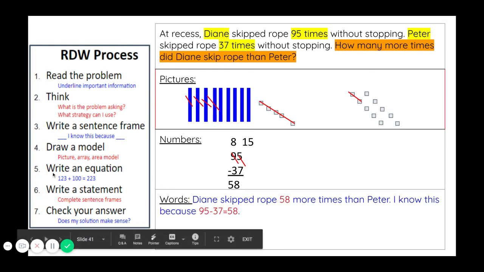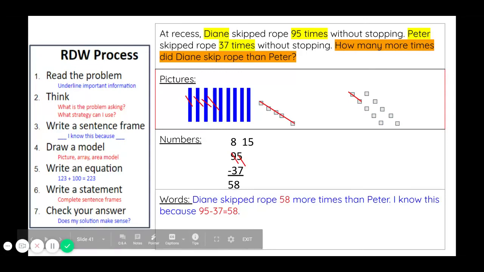Now I'm on to step 6, write a statement and complete my sentence frame. So I filled in my numbers in the blanks. Diane skipped rope 58 more times than Peter. I know this because 95 minus 37 equals 58. So I used my equation as my proof in my I know this because sentence.